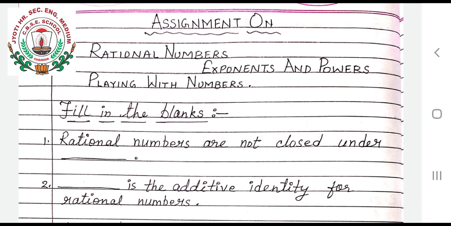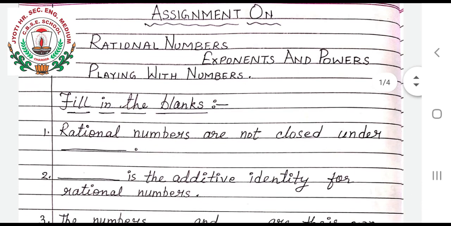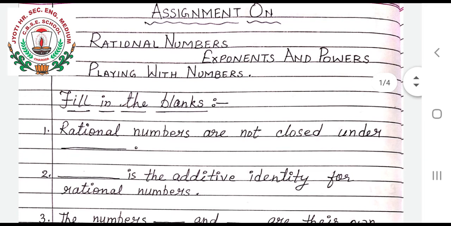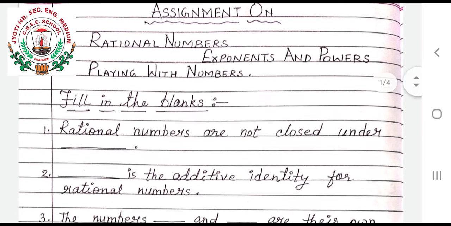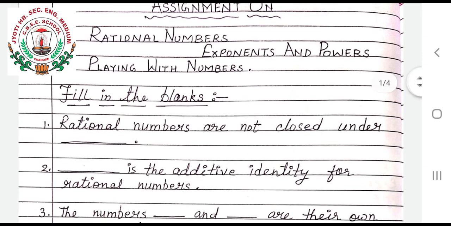As you know, we have completed 3 chapters: rational numbers, exponents and powers, and playing with numbers. So here are the assignment questions on these 3 chapters. You have to first complete all these chapters' notes in your fair copy, and then complete this assignment in your fair copy. The details of all this are already given in your PDF file, which you will get on the school website.